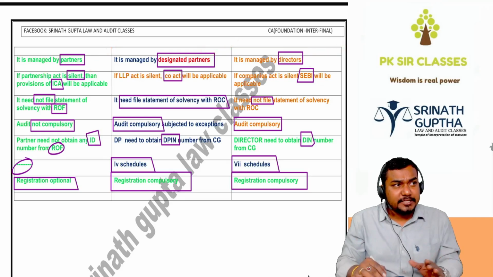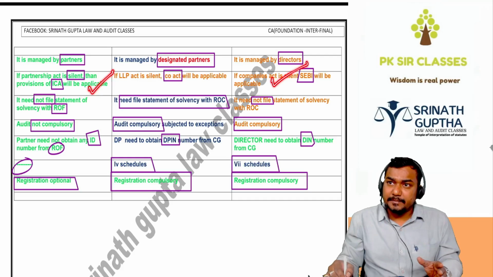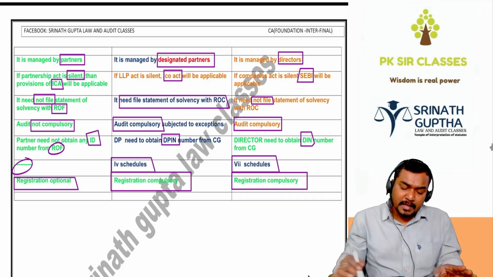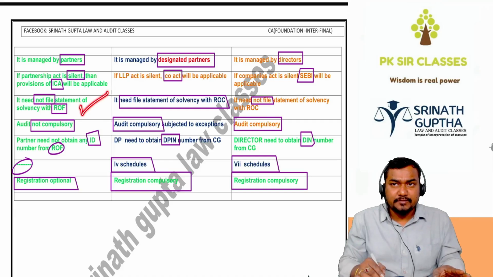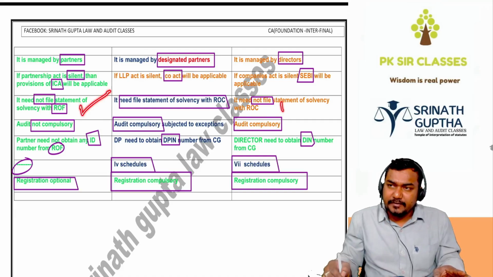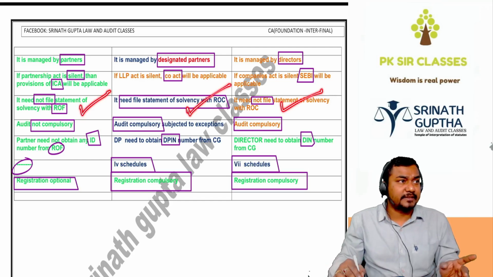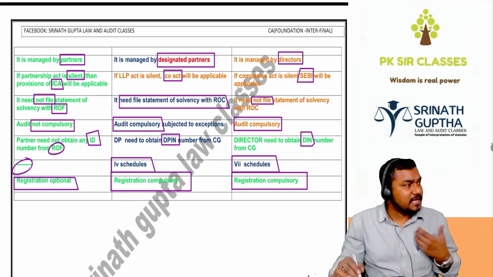If partnership act is silent, contract act is applicable. If companies act is silent, SEBI is applicable. If LLP act is silent, companies act is applicable. And we need not file the statement of solvency with ROC. A company need not file statement of solvency with ROC every year, but LLP has to file statement of solvency with ROC every year. Every year we have to inform the ROC, yes, I am solvent.